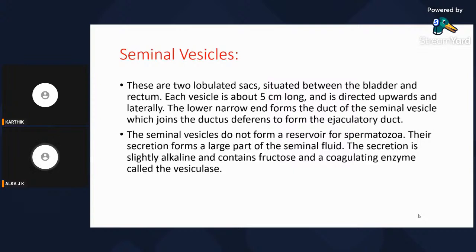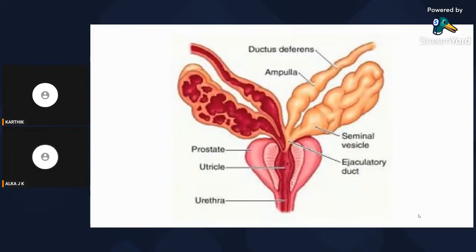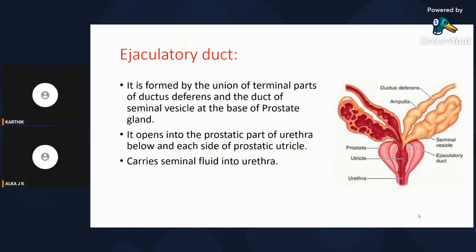The seminal vesicles do not perform the function of a reservoir for spermatozoa. Their secretion forms a large part of the seminal fluid. The bulk of seminal fluid is formed by the seminal vesicles. The secretion is slightly alkaline and contains fructose and a coagulating enzyme called vesiculase. So these are the pictures of seminal vesicles.